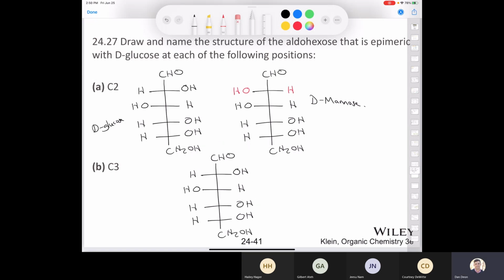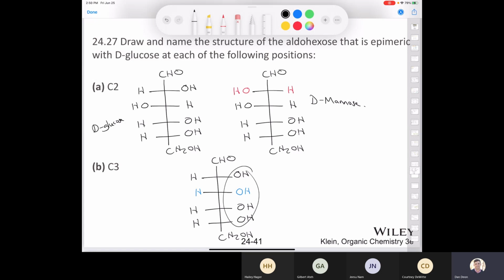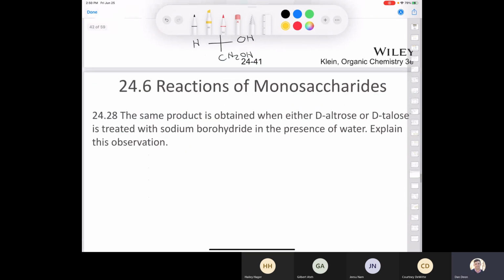Okay, and I want to draw the epimer at carbon 3. So what am I going to do? I'm going to erase this, and I'm going to put the hydroxyl over here, and this is allose. This is another one that I have memorized because all of the hydroxyls are on the same side. So I get D-allose, and there you go. So epimer, remember an epimer is just a diastereomer that differs in the configuration at one chiral center is all. So we get D-mannose and D-allose in this case.